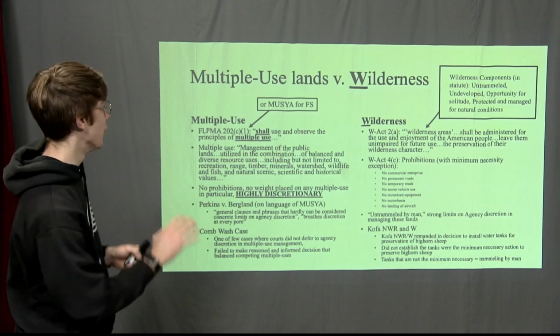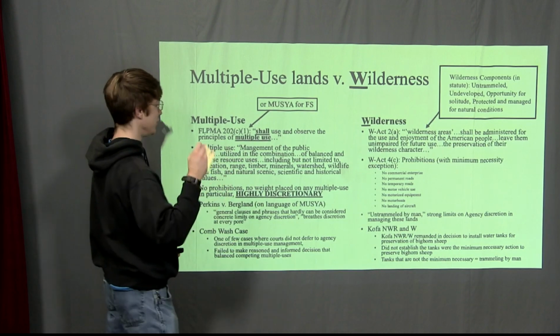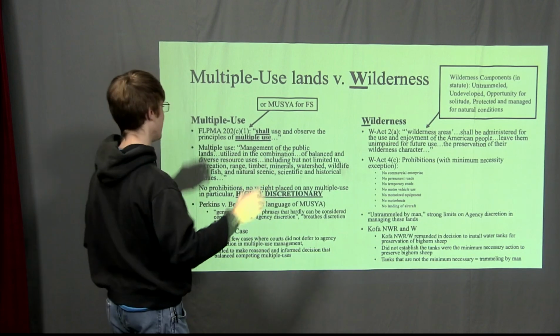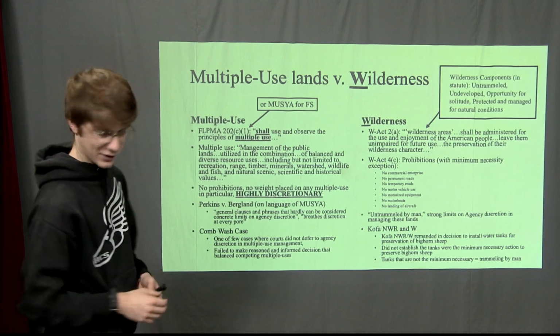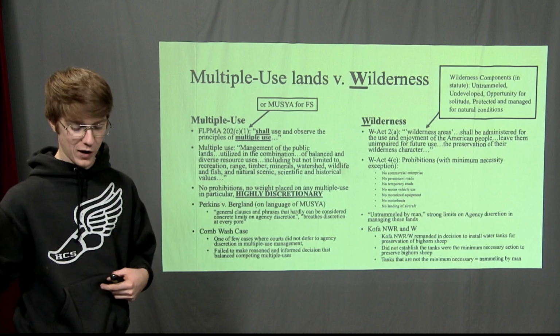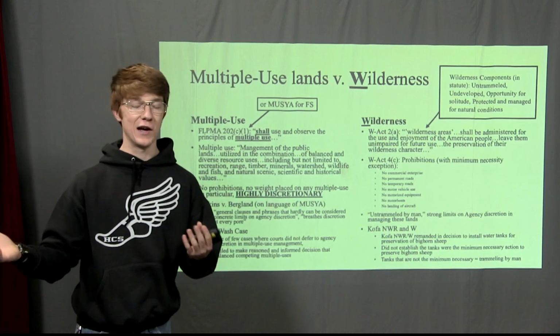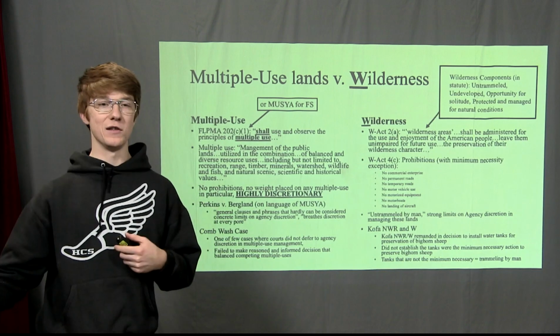It does no weight on any of them in particular. And it just has things that say utilized in the combination of balanced and diverse resource uses. I paraphrased it there, and I don't really like how I paraphrased it. I don't think I have a better one: utilized in a combination that will best meet the present and future needs of the American people.